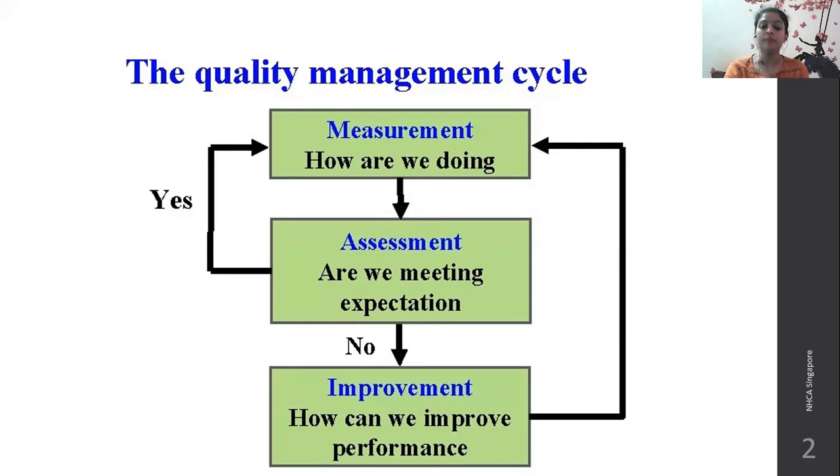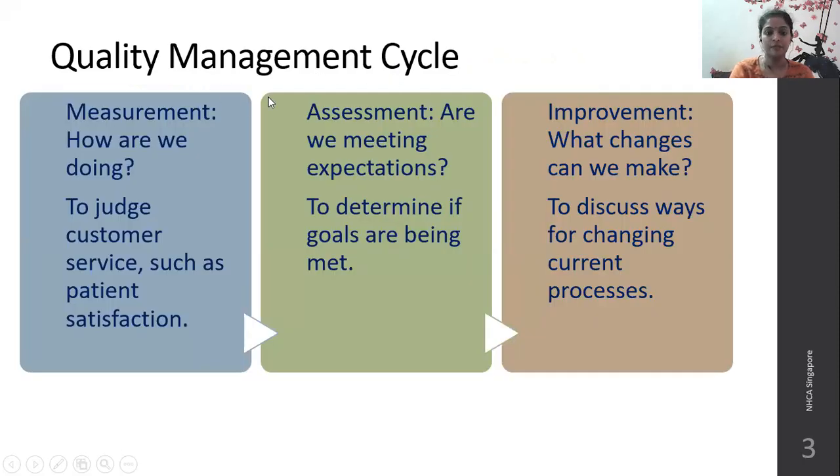That is assessment. Improvement. If there is a huge gap between the expectation and the actual things that are going on, we have to do the improvement. How can we improve the performance? If we are meeting all of our expectations, there is no need of improvement, and again we can go to the first step, that is measurement.